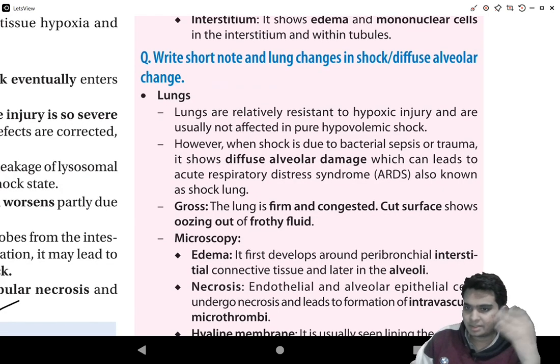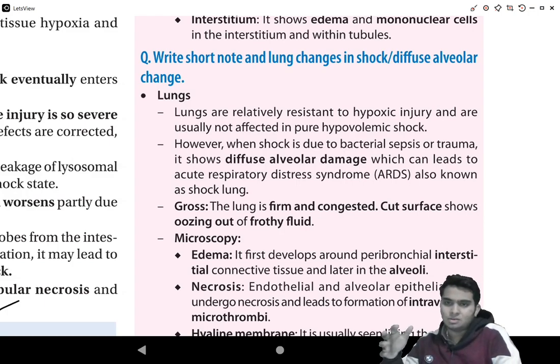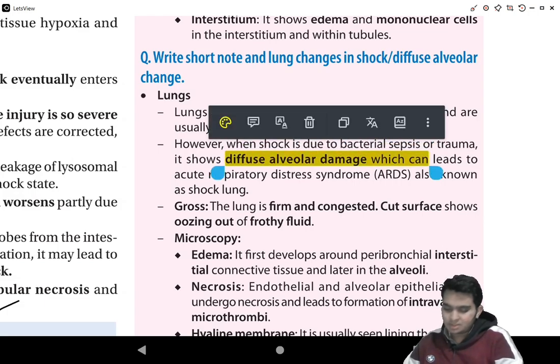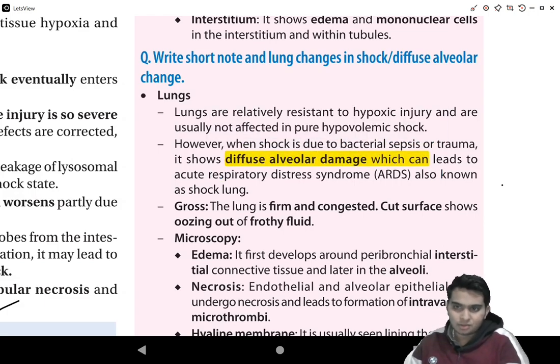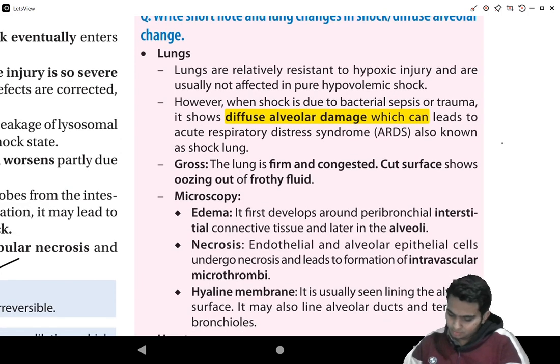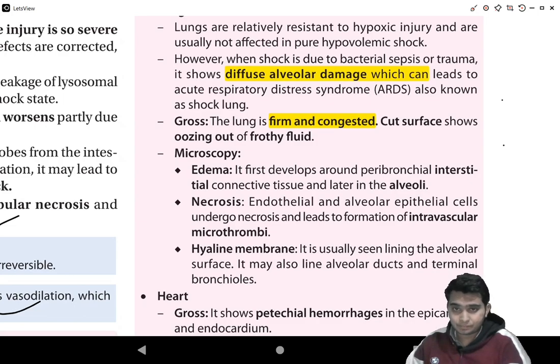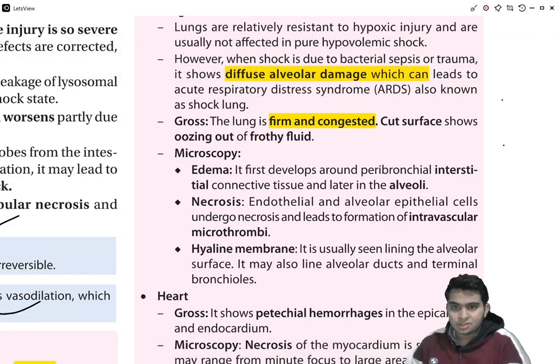Now, lungs are relatively resistant to hypoxic injury. But when shock is due to bacterial sepsis or trauma, it shows diffuse alveolar damage, which can lead to acute respiratory distress syndrome, also known as shock lung. The lung is firm and congested, oozing frothy fluid. On microscopy, it first develops around the peribronchial interstitial connective tissue, and later in the alveoli.